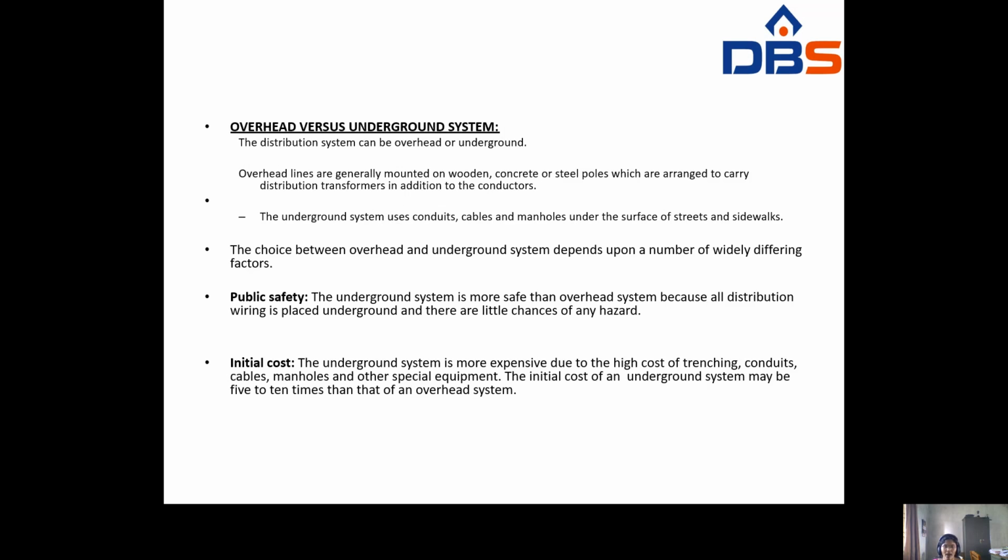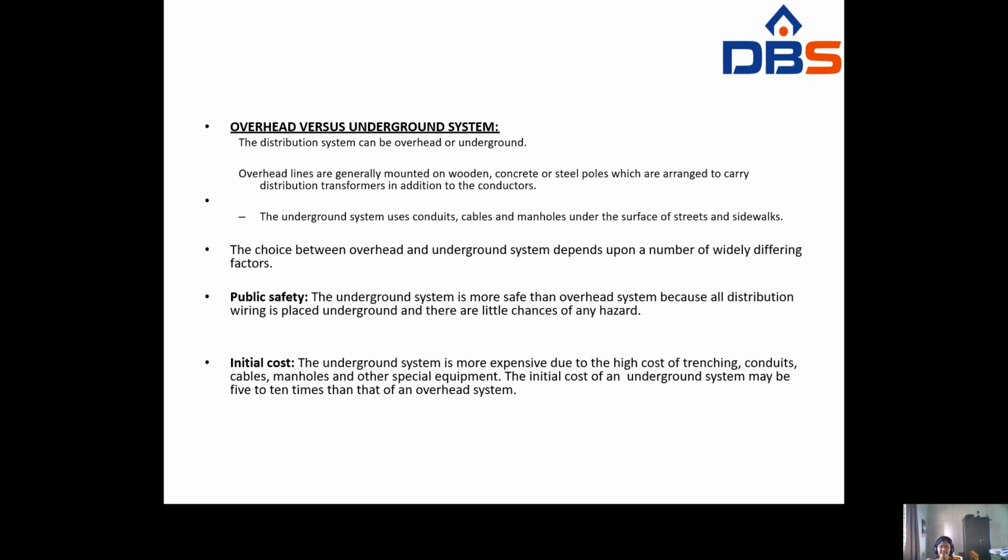Next, we have to see the overhead versus underground system. What is the difference between the overhead and underground system? The distribution system can be overhead or underground. Overhead lines are generally mounted on wooden or concrete or steel poles which are arranged to carry the distribution transformers in addition to the conductors.